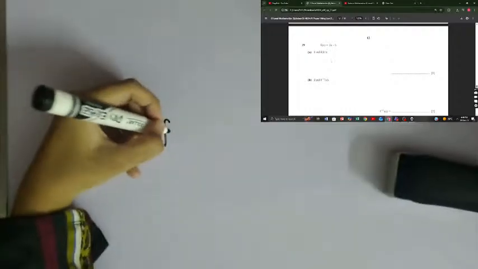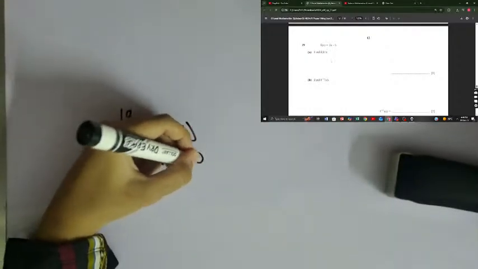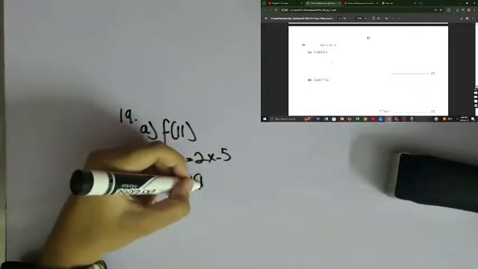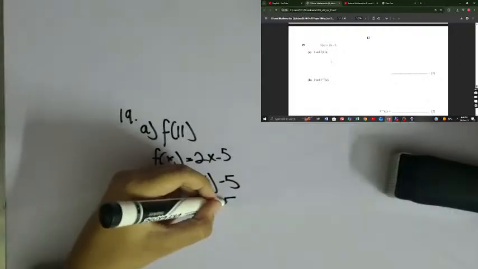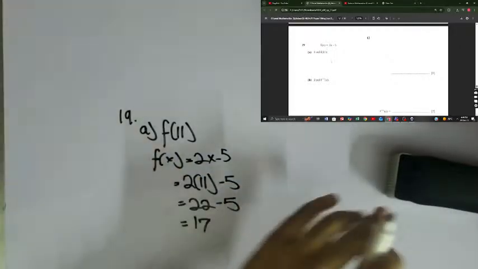The next question, they've given us a basic function that we need to insert our values into. 19a is to find f of 11. So they've given us f of x equals 2x minus 5. Let's insert 11 into this. So 2 into 11 minus 5. It becomes 22 minus 5. Now 22 minus 5 is simply 17. So that's our answer for f of 11.